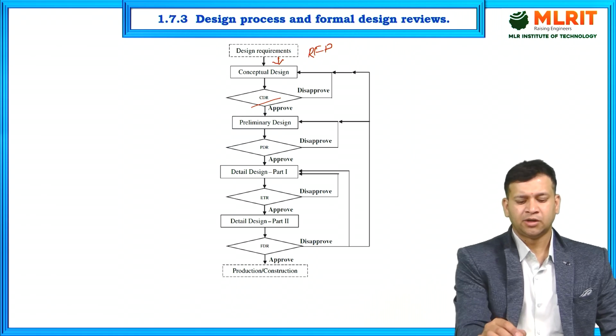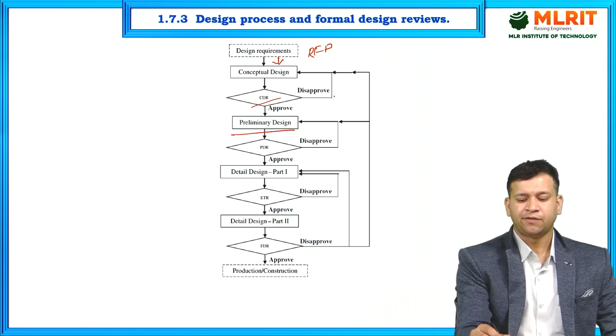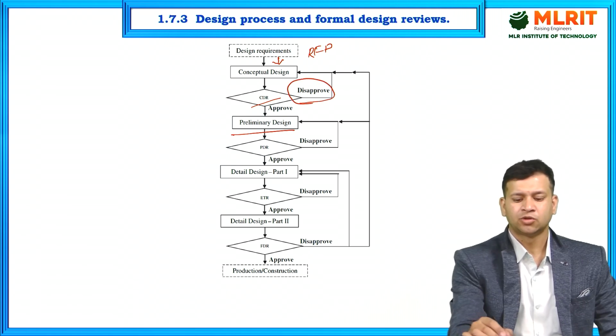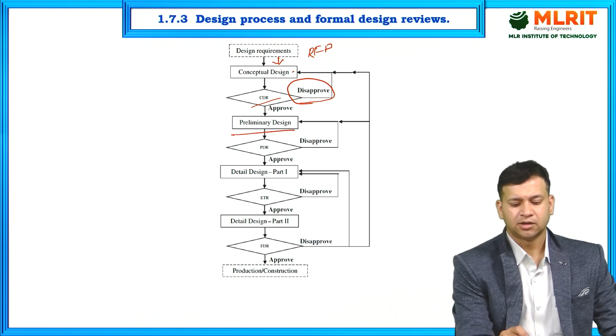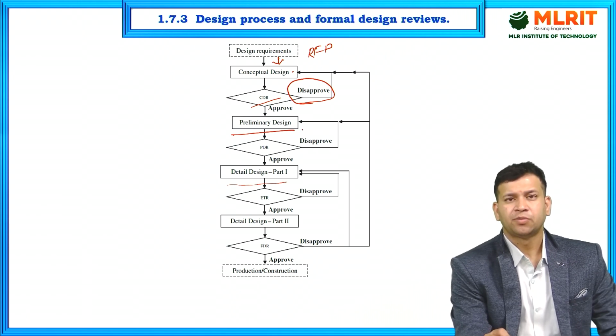Once they approve, it is sent to the preliminary design team. If there are any changes, with that feedback it is disapproved and sent back to conceptual design. Else, it will come to preliminary design. Same after this, once the preliminary design is done, it goes to the PDR committee. If it approves, it goes to detailed design part 1, or else it goes with the feedback to the preliminary design.